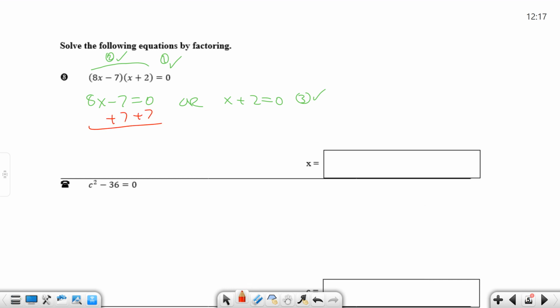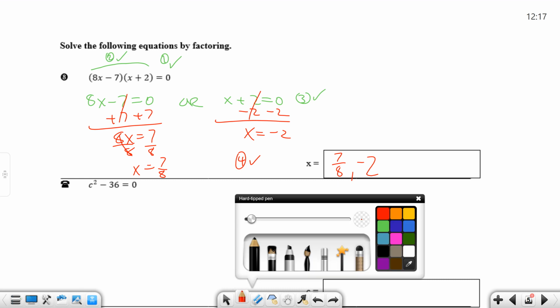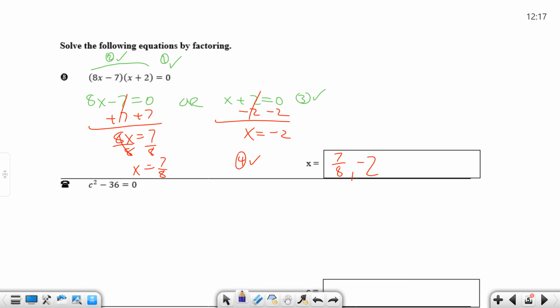We solve, add 7. We get 8x equals 7. We divide by 8. So x equals 7/8. Over here we subtract 2. X equals negative 2. And that's step 4. Step 4 now is done. So we have 7/8 or negative 2. I already have the x equals. Don't write it in the box, right? It's already there. 7/8 and negative 2 are your 2 x values there.